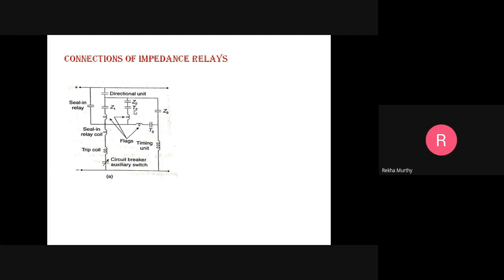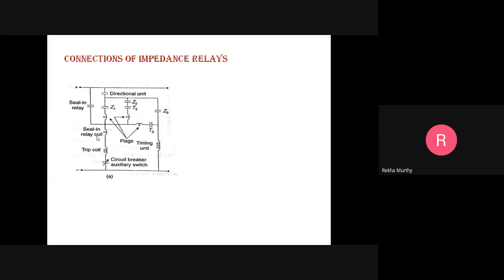So whenever the relay is going to operate here, its flag is going to indicate its operation. Okay, and what is the purpose of the seal-in relay? Seal-in relay is mainly used to bypass the contacts of the main relay to save their costly and delicate contacts. Once the contacts of the main relay are energized and its contacts are closed, that means the current will pass through the trip coil. So the circuit breaker auxiliary switch is normally closed. So when the circuit breaker trips, the auxiliary switch is opened to prevent unnecessary drainage of the battery.